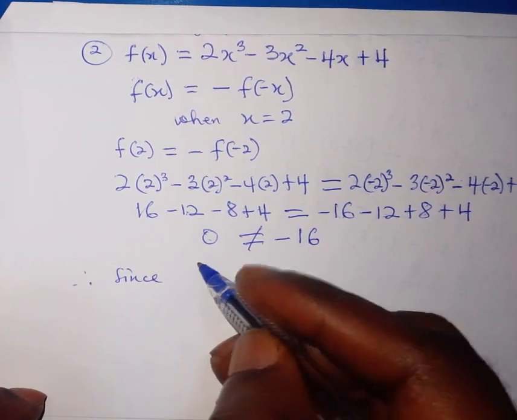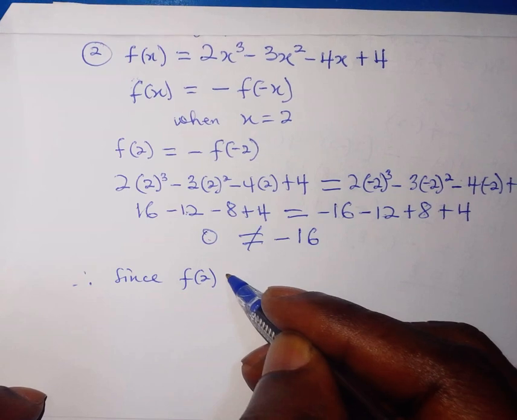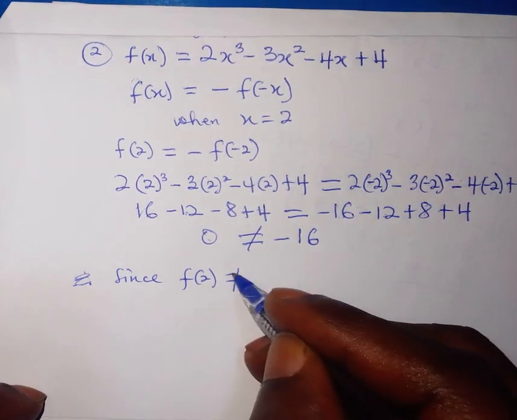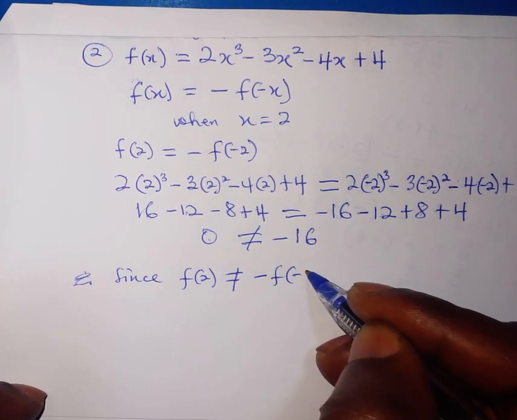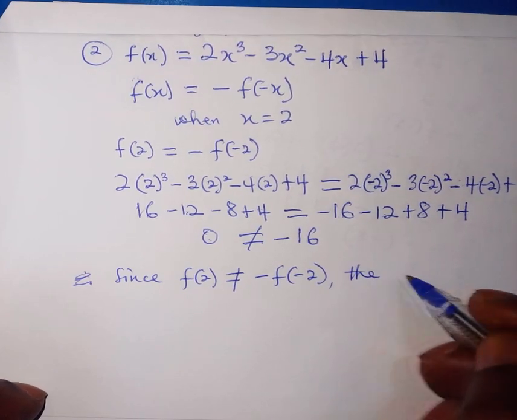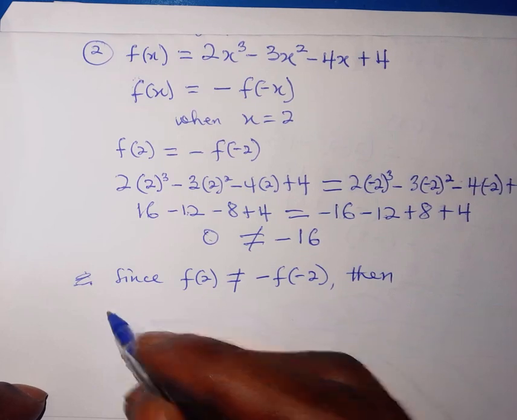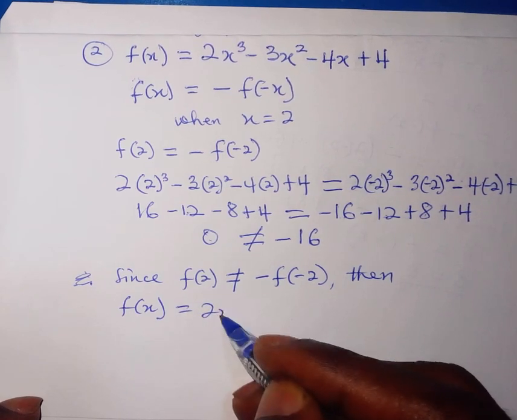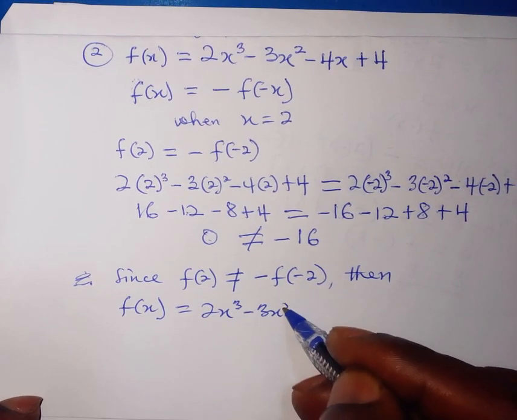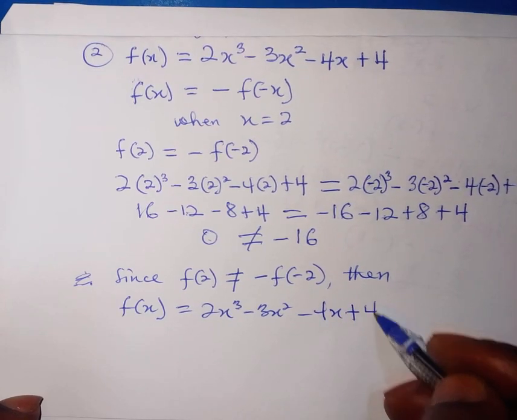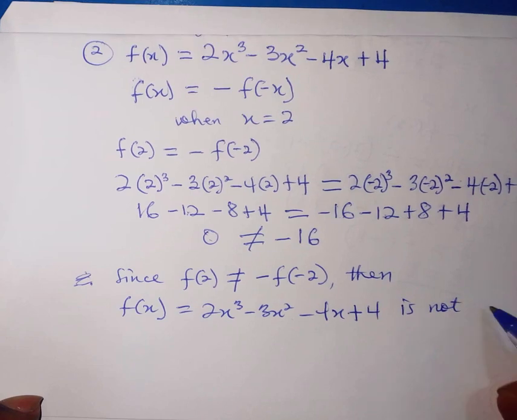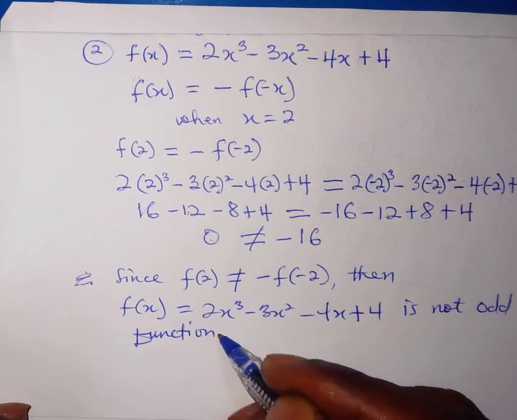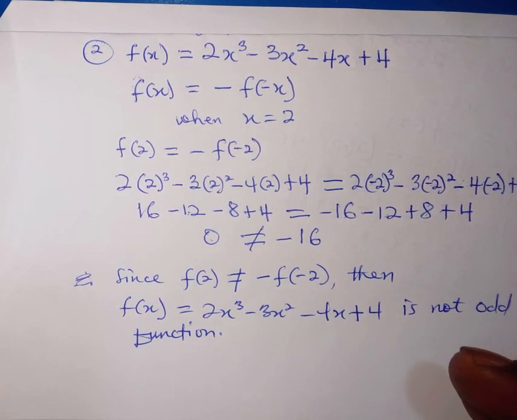since f at 2 is not equal to negative f at negative 2, then the function f at x equals 2x cubed minus 3x squared minus 4x plus 4 is not an odd function. Good. So that is all about what? Odd functions and even functions.